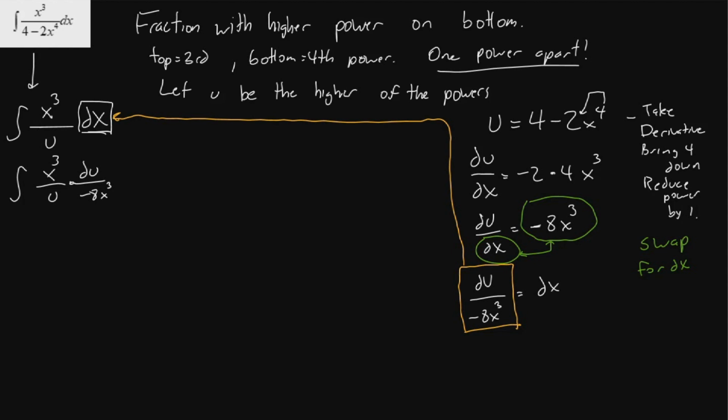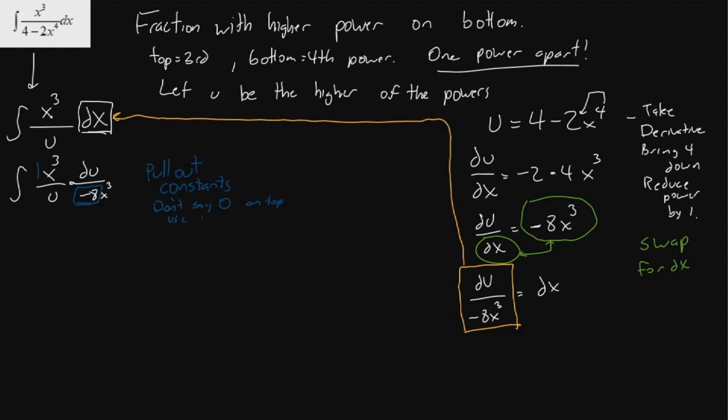Now, let's pull out our constants. So I do have a constant in the bottom, that's negative 8. I have no constant on top, so I can just use 1 if I have no constant on top. Make sure you don't say 0 on top here.